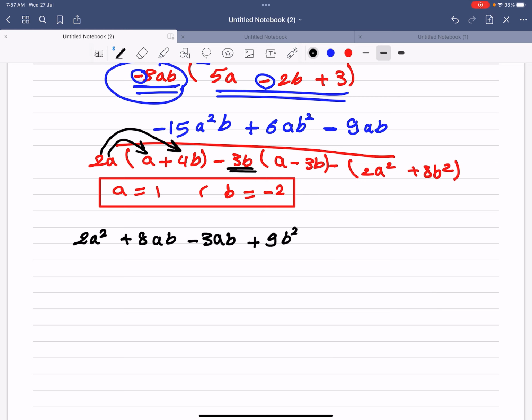Be careful, I want to tell you something. See the negative outside the bracket? This negative is outside the bracket, so you have to change all the signs of the entire algebraic expression inside the bracket. So it will be negative 2a power 2 negative 8b power 2.